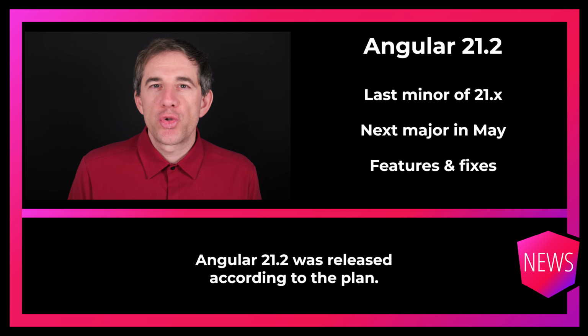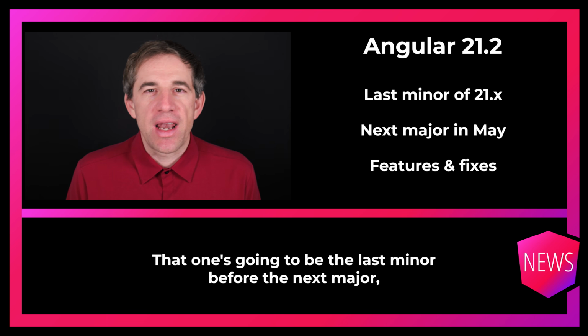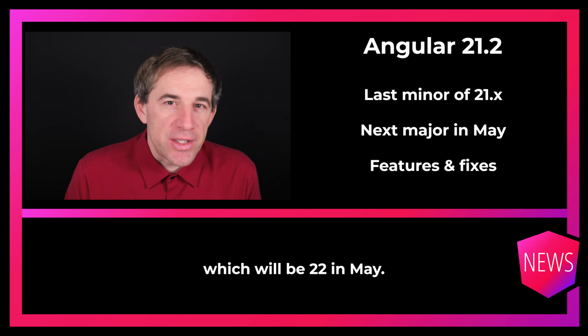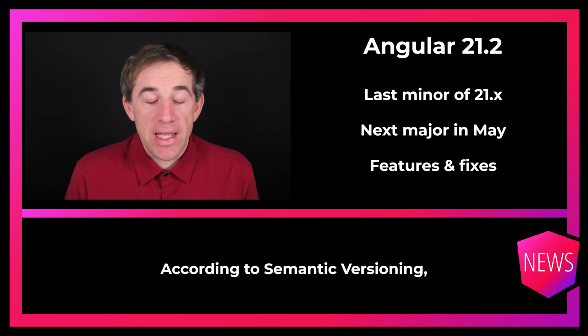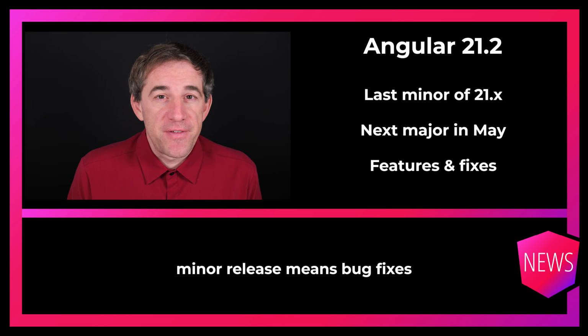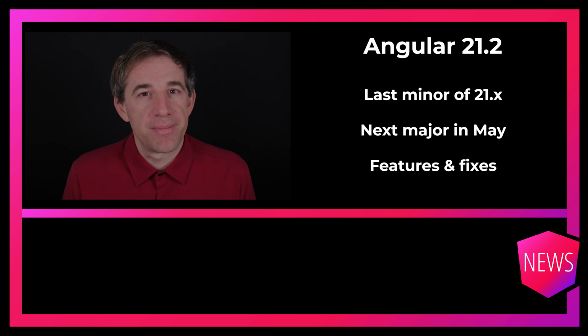Angular 21.2 was released. According to the plan, that one's going to be the last minor before the next major, which will be 22 in May. According to semantic versioning, minor release means bug fixes and smaller features, and there were plenty of them this time.